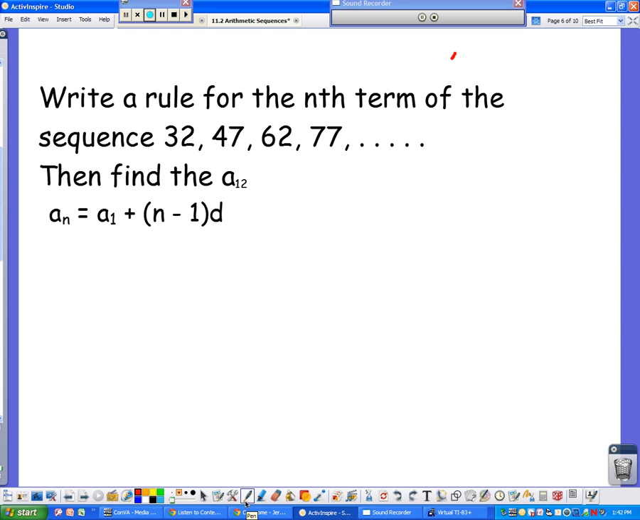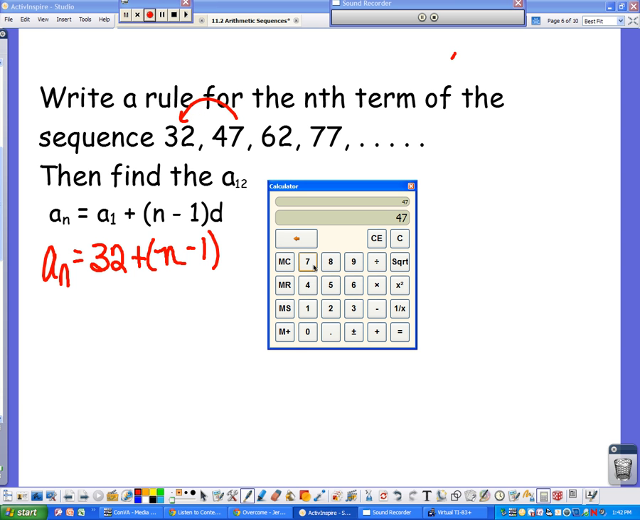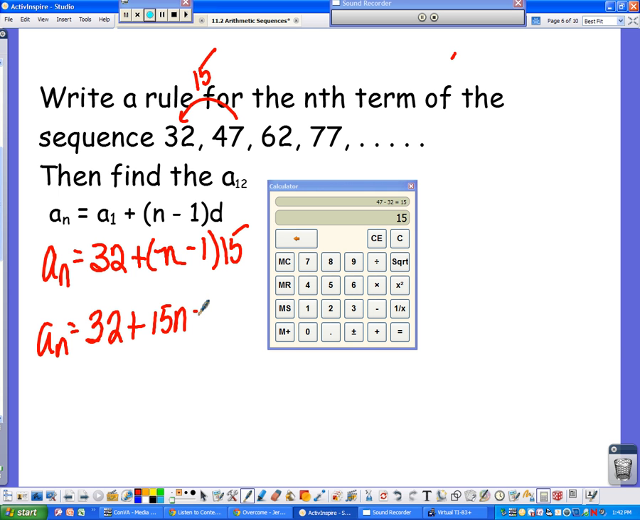So a sub n, that's what we're actually looking for, that nth term, so we're going to leave it a sub n. A sub 1 is the first term, so we're looking for 32 plus. Remember, we're looking for the nth term, so we're going to leave n. This number here and this number should match. Minus 1, and we've got to find that common difference. Remember, we've got to go backwards, so it's 47 minus 32, which gives us 15. So that common difference is 15. So a sub n equals 32 plus, distribute, 15n minus 15.